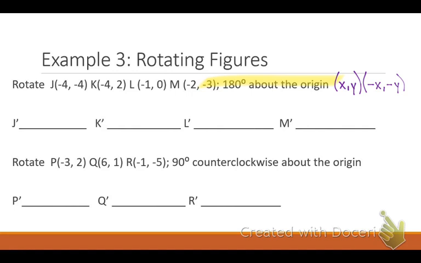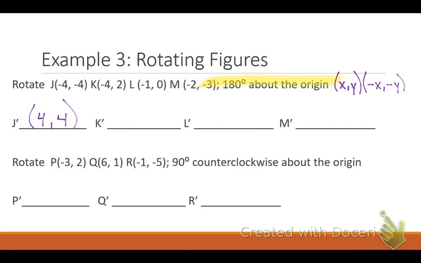What does this tell me? It tells me whatever x was in the original, now it's the opposite sign on my rotation. Whatever y was, now it's the opposite sign. But I'm keeping it in the same order. Is that starting to make more sense to you? Okay, so now let's do J. Look at J. Negative 4, negative 4. So my rule says it's just going to be the opposite: 4, 4.